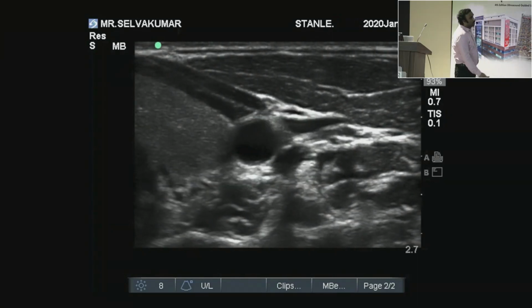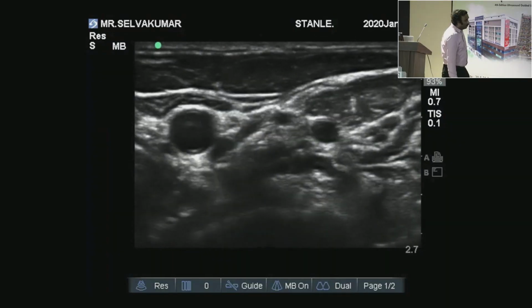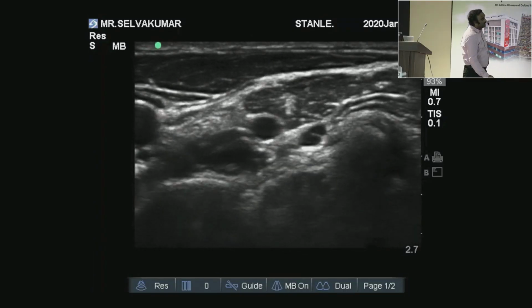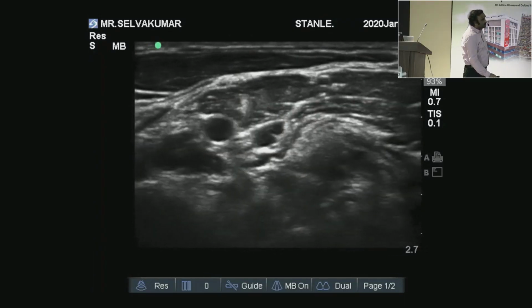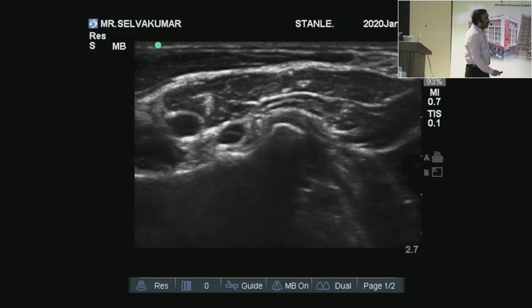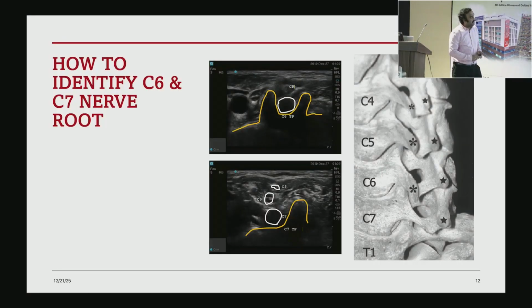So we all know posterior to sternocleidomastoid is our area of interest. So as I move laterally, I have the anterior scalene muscle coming into view, and then I have the middle scalene muscle. So I have the brachial plexus elements arranged in the interscalene groove. Now, how to identify these individual components of the brachial plexus? So this is a very important slide.